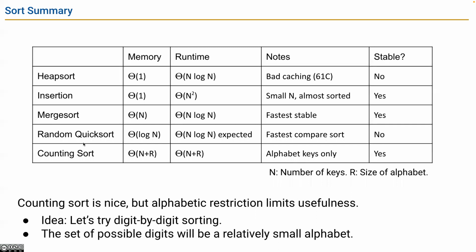Let me compare it to our other sorts. Quick sort, we had n log n expected runtime. It was the fastest comparison-based sort. Counting sort had a runtime that was n plus r, where r is some alphabet. And usually it's kind of weird to say that r is a variable, but in real world situations, we can actually end up in a situation where r is quite large, like counting a bunch of cities.